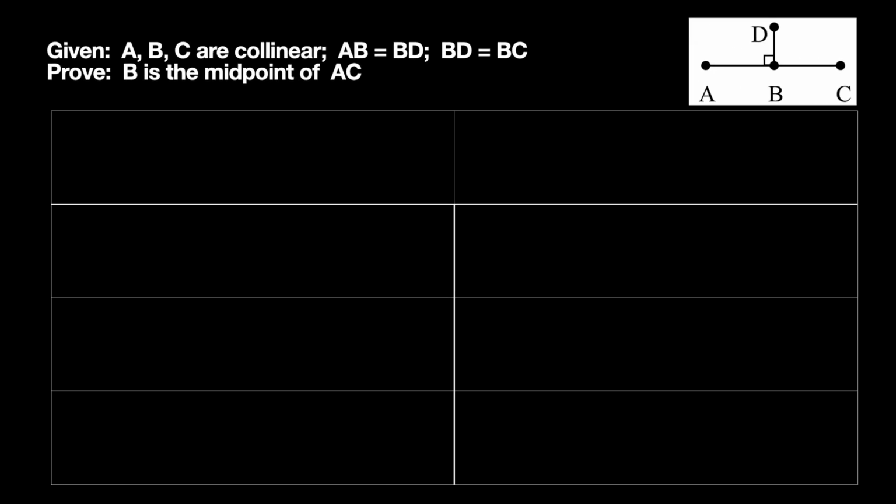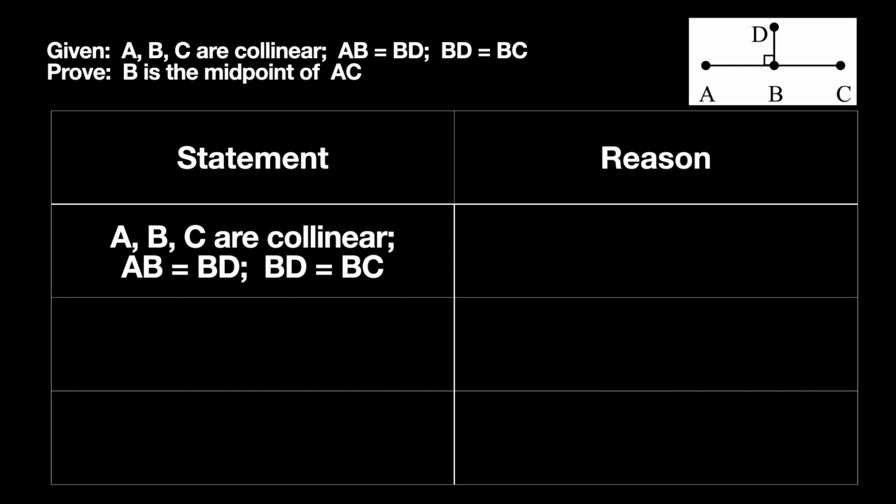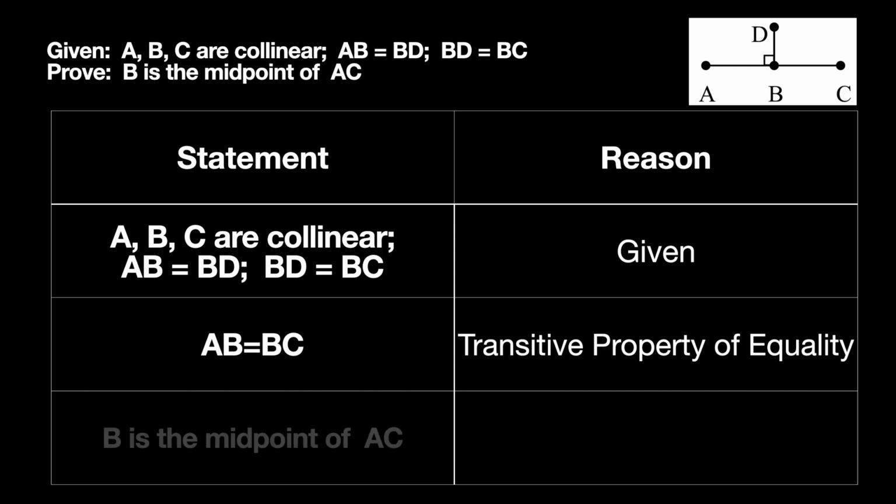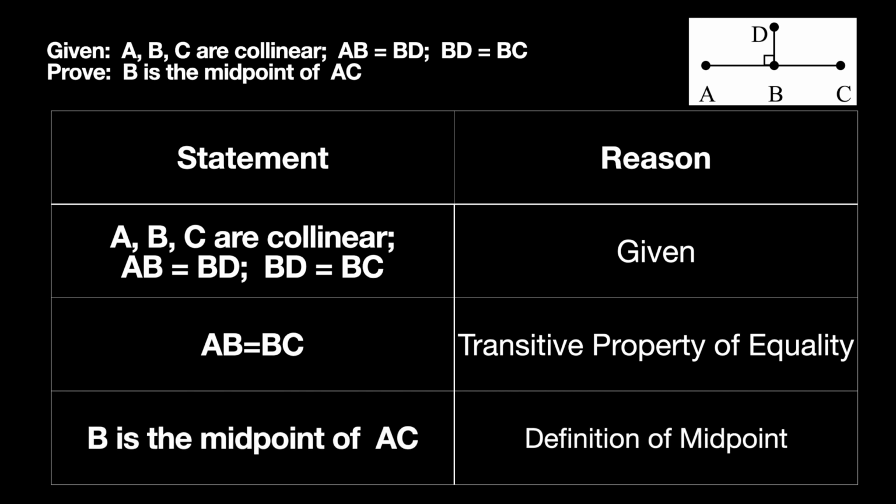So now let's try another one. A, B, and C are collinear. AB equals BD, BD equals BC. We are out to prove that B is the midpoint of AC. Our first part is given. Now, in this case, I know that AB is congruent to BD, and BC is also congruent to BD, but we want them congruent to each other. Well, in this case, I actually know that they're congruent to each other, because if A equals B and B equals C, then A equals C. That's the transitive property of equality. And if those two parts are equal, then that means B has to be the midpoint because of the definition of midpoint.